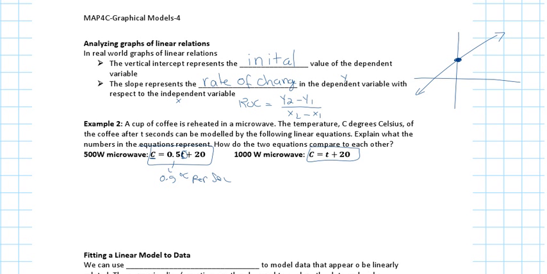How about in the 1,000-watt microwave? What's happening? How many degrees is it going up by per second? 1 degree per second, right? Because my slope is 1. It's an invisible 1, so it's going up by 1 degree per second. So if I put it for 10 seconds, how much is it going to go up by? 10 degrees, right? If I put it for 20, it's going to go up by 20.